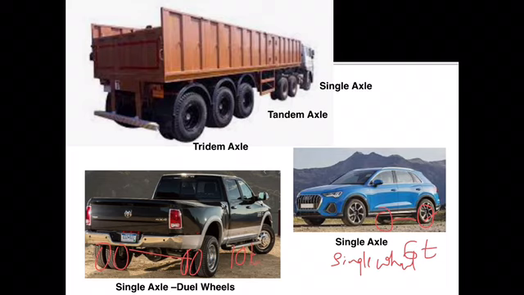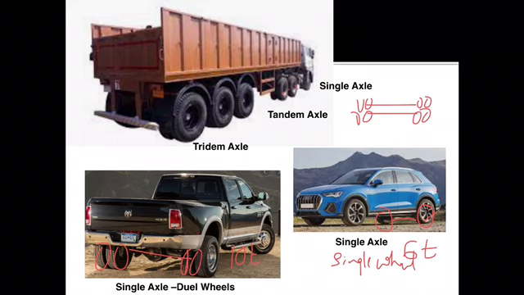Whereas in the tandem axle, you will have two axles attached adjacent to each other. If you have two axles at the rear end of the vehicle, you call that a tandem axle. For tandem axles, the load carrying capacity is 18 tons, and you call it a trident axle when it is provided with 3 axles. For the trident axle, the load carrying capacity can be increased up to 24 tons. As you can see, whenever you increase the number of tires or wheels, the load carrying capacity of the vehicle increases.